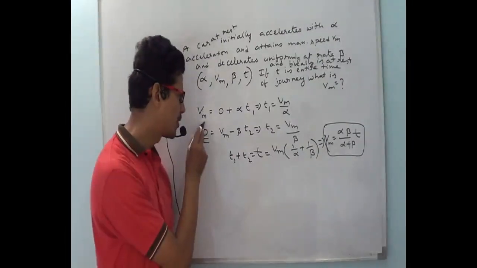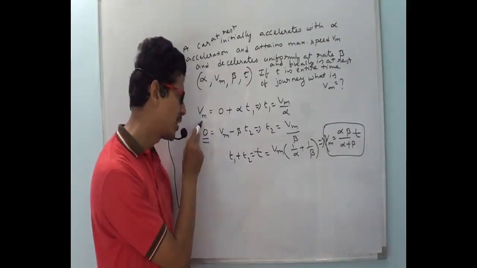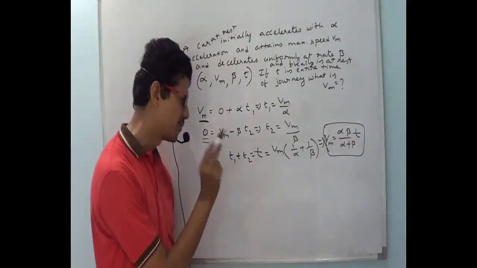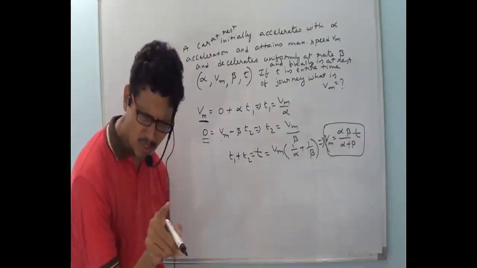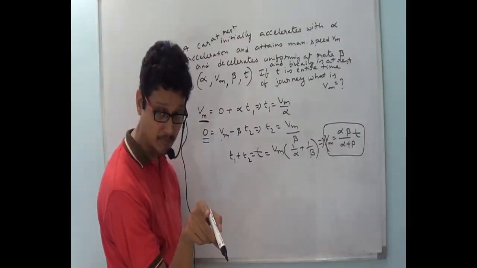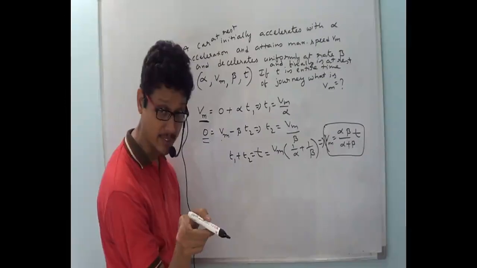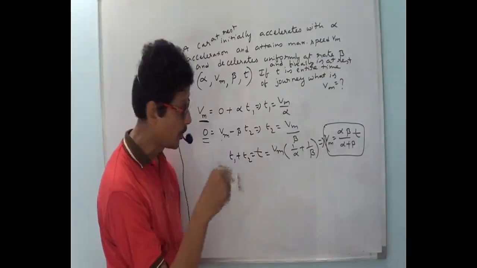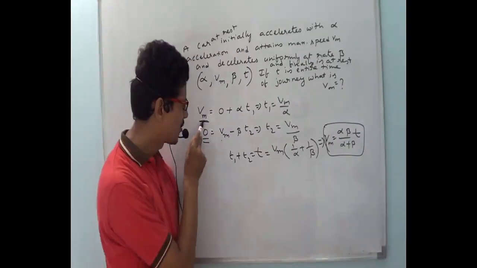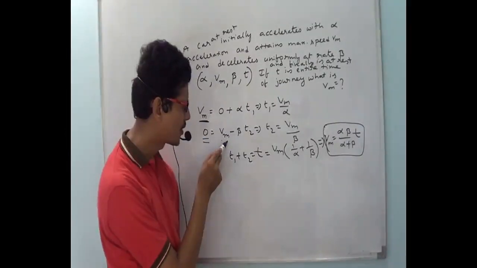And the final velocity of the initial journey is the initial velocity of the second journey. Final velocity of the first journey. First journey means acceleration, second journey is deceleration. We are applying brakes, okay? Final velocity of the first journey becomes the initial velocity of the second journey.